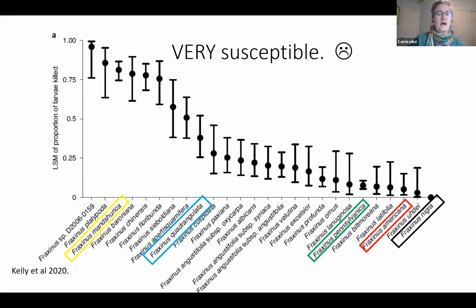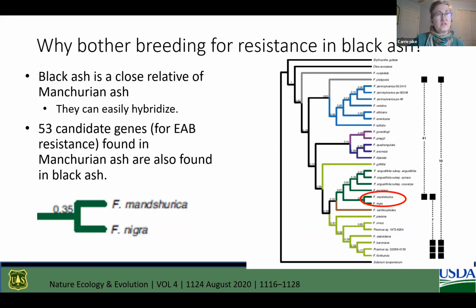I highlighted Manchurian ash in yellow, it's on the left, and I highlighted blue ash in the middle. And then of course, green, white, and black ash are at the bottom. So we know it's very susceptible. So if it's so susceptible, why bother breeding? Here's the thing. Black ash is a close relative of Manchurian ash. They can hybridize. We're not talking about a hybridization program here though. The phylogeny chart on the right is from that publication.